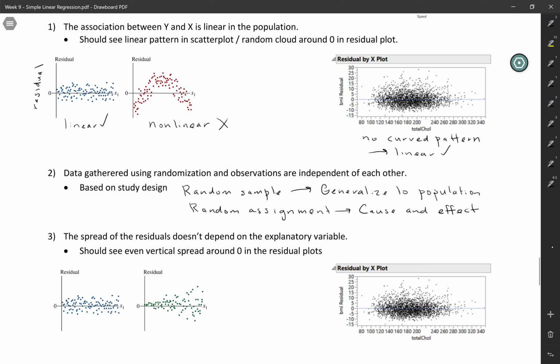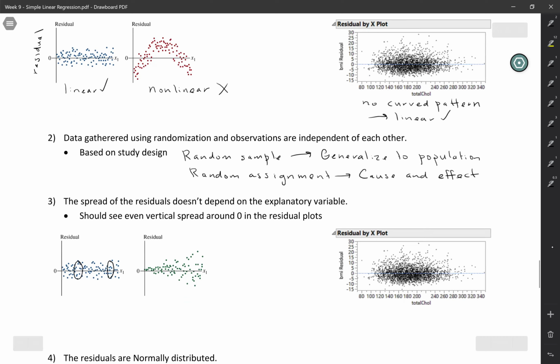So the way that we look for this one in the residual plot is that we're hoping to see the same vertical spread at all points along the x-axis. So if you see the same vertical spread everywhere, then that would mean that you have constant variance.